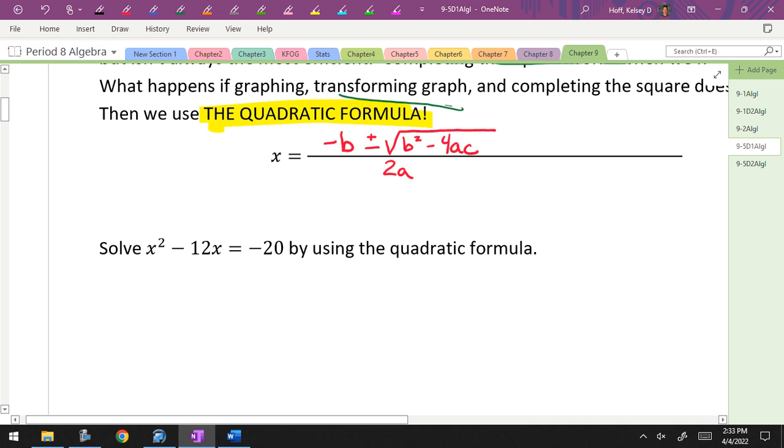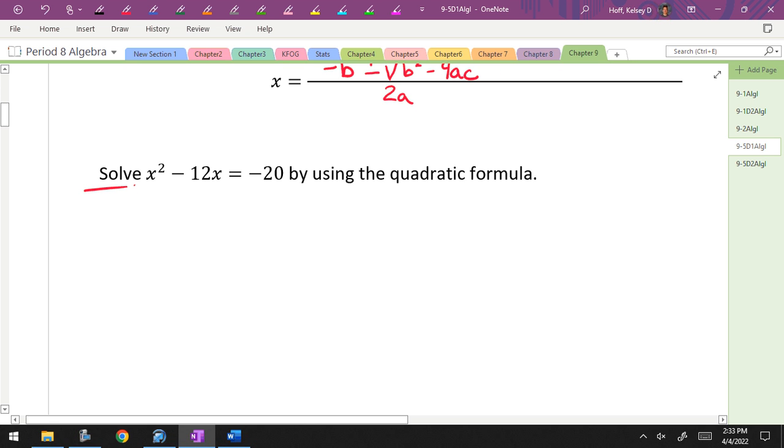If somebody says to me, hey, Hoff, can you solve this? I'm not graphing. I am not factoring. I'm solving it by the quadratic formula every single time. Why? Because it works every single time. Okay? Solve x squared minus 12x equals negative 20 by using the quadratic formula. In order to solve it, number one thing, it has to be equal to 0. What is the first thing I should do to get it equal to 0?